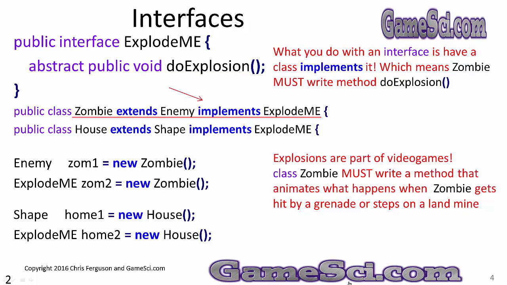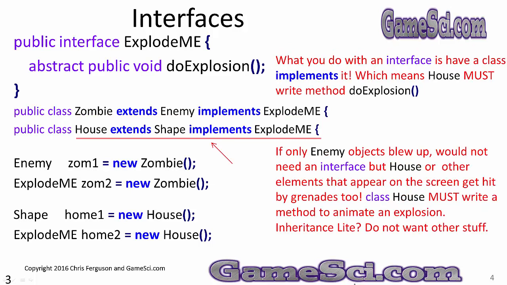We're going to create a public class Zombie that extends Enemy and implements ExplodeMe. What you do with an interface is have classes implement it, which means Zombie must then write doExplosion. Explosions are an integral part of video games. Class Zombie must write a method that animates what happens when a zombie gets hit by a grenade or steps on a landmine. Class House extends Shape and implements ExplodeMe. What you do with an interface is have a class implement it, which means House must write doExplosion.